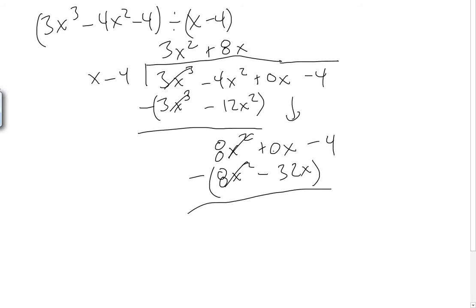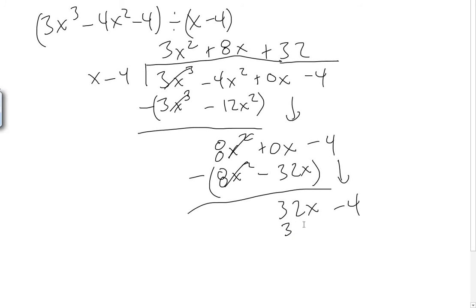The 8x squareds cancel out. 0x minus -32x, they're both x terms, so I can subtract them. Well, really, 0 minus -32 becomes positive 32, so this is positive 32x, and then I bring the -4 down. Now to finish up, I ask myself what times x gives me 32x. That's a positive 32.